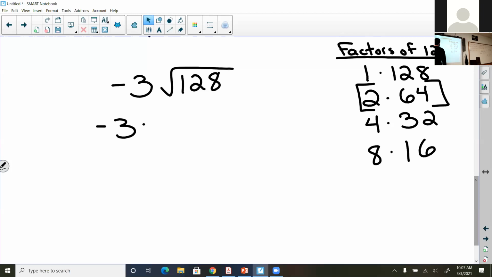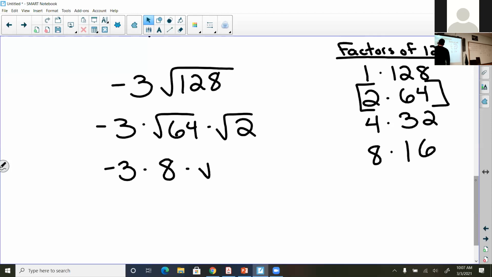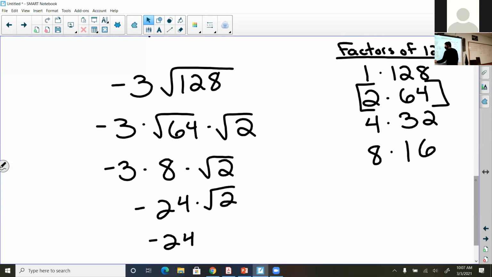So -3 times the square root of 64 times the square root of 2. Now that I have it broken up, I'm going to simplify the radicals. So -3 times 8 times the square root of 2. And then from here, -3 times 8 is -24 times the square root of 2. So my answer is -24 square root 2.